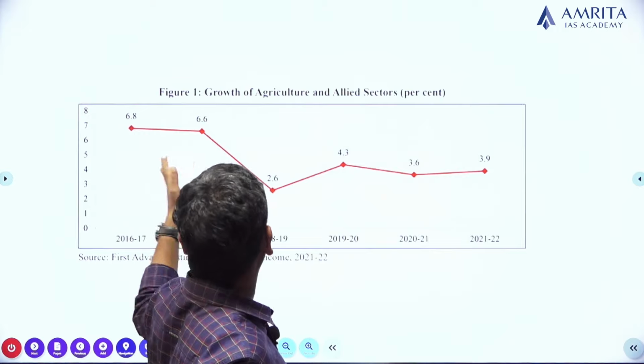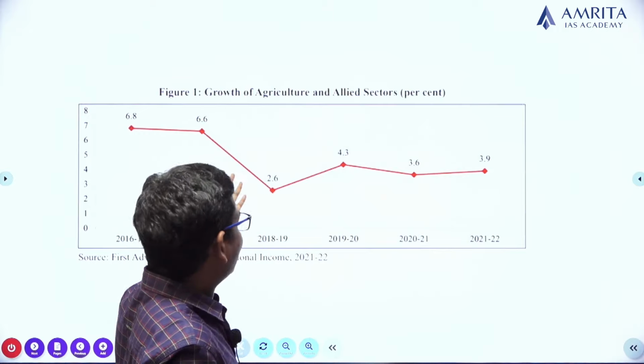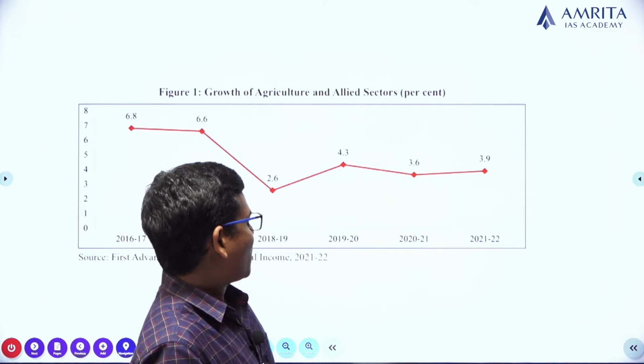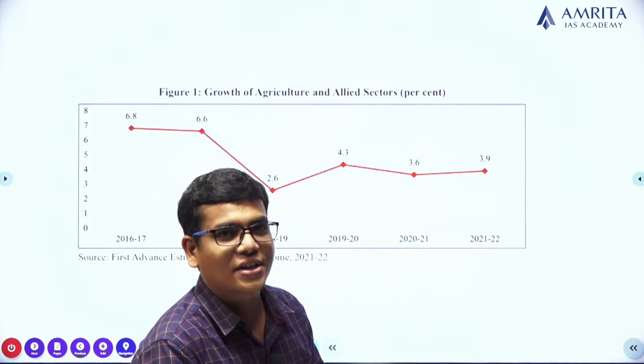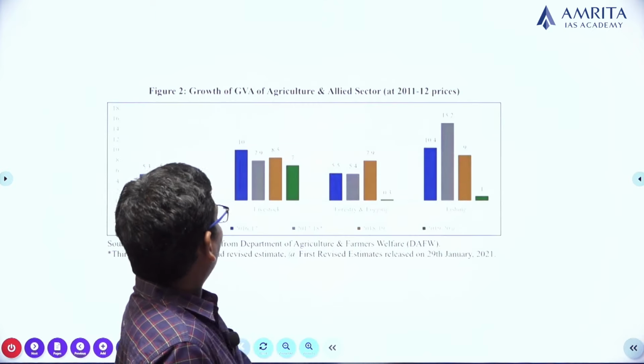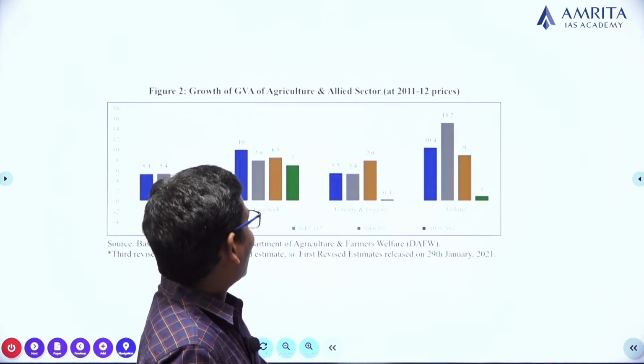Okay, the agriculture economy earlier used to grow at 6.8, 6.6. Now it is growing at 3.6 in 2021 and 3.9 in 21-22. It is less than 4. 4 is a desirable number. Growth of GVA of agriculture and allied sectors.